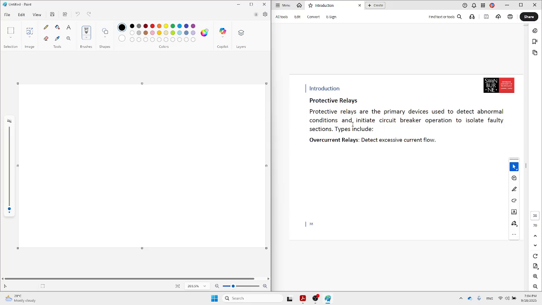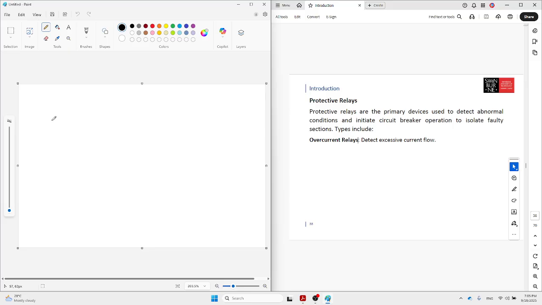Other relays I can mention are overload and so on. So many relays are available in the power system. The first one is the overcurrent relay. As the name makes clear, it detects when we have excessive current. If the current is excessive, the overcurrent relay will operate.